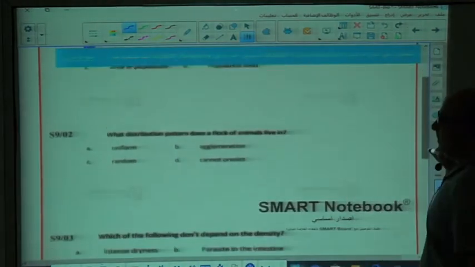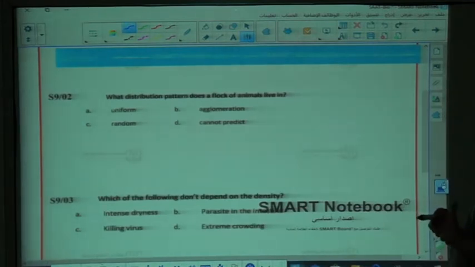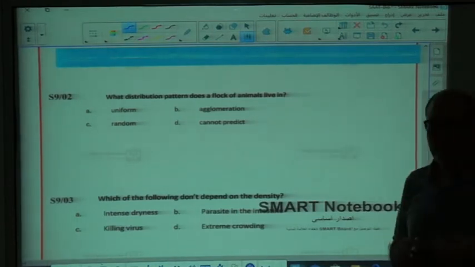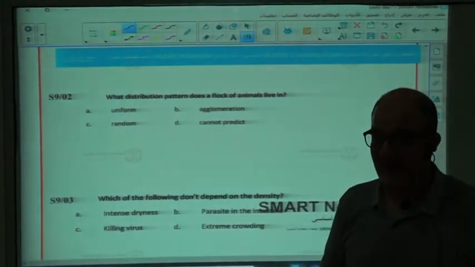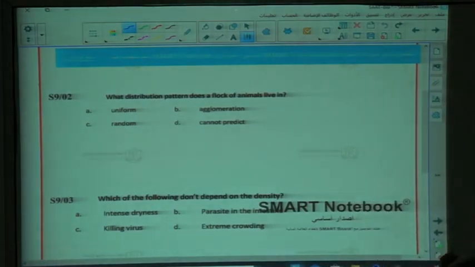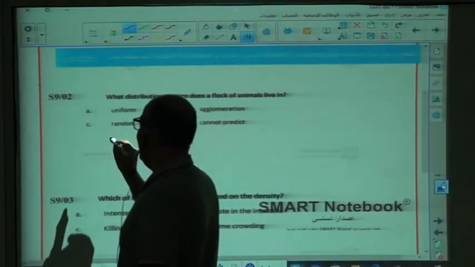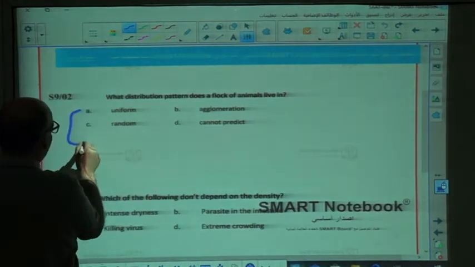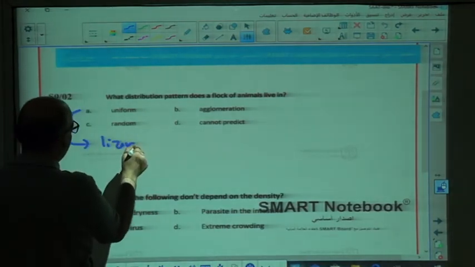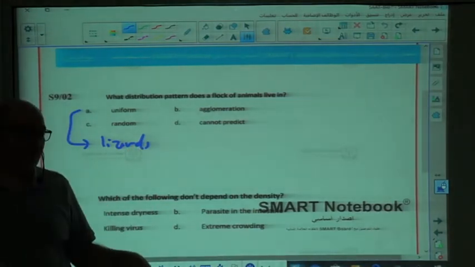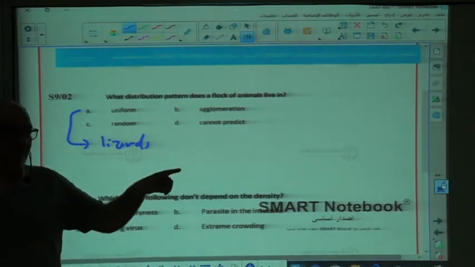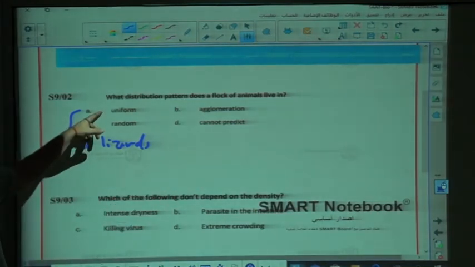What distribution pattern, guys, does a flock of animals live in? What do you mean by flock? A group, a herd, clumps, right? Which of these? Uniform, guys, like the lizard. If we bring four lizards, guys, and put them in the room, we will find one in each corner. So for this type of distribution we say uniform.